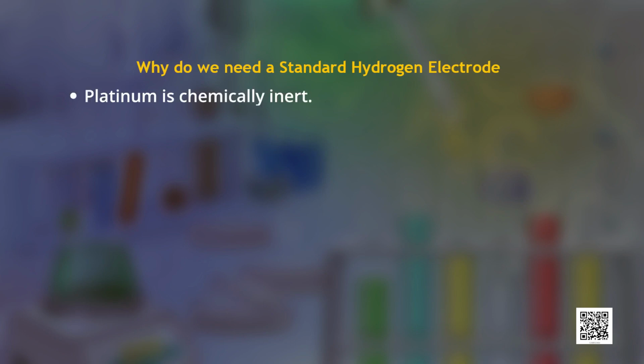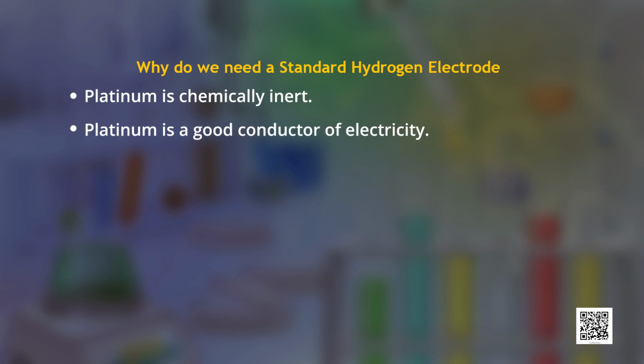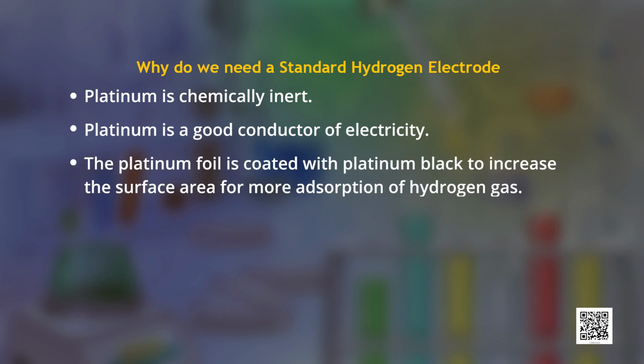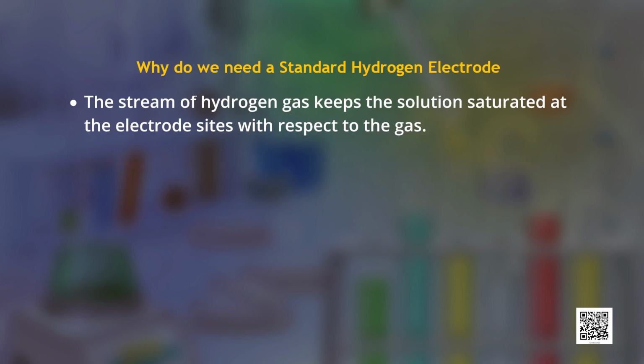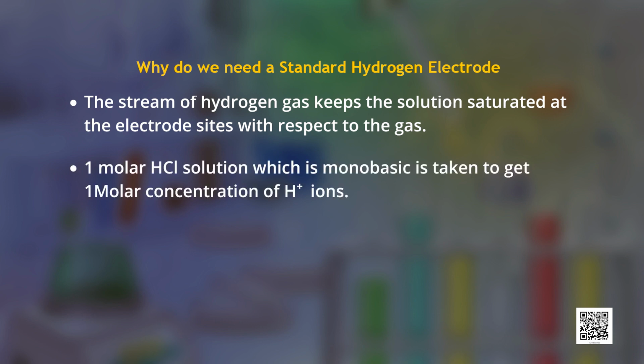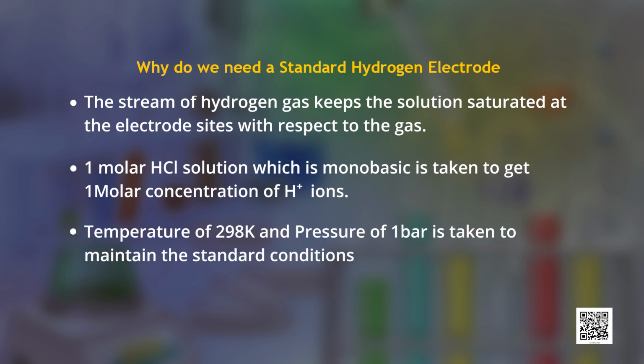It is because platinum is chemically inert. Platinum is a good conductor of electricity. The platinum foil is coated with platinum black to increase the surface area for more adsorption of hydrogen gas. The stream of hydrogen gas keeps the solution saturated at the electrode sites with respect to the gas. 1 molar hydrochloric acid solution is taken which is monobasic in nature to get 1 molar concentration of hydrogen ions. Temperature of 298 Kelvin and pressure of 1 atmosphere is taken to maintain the standard conditions.